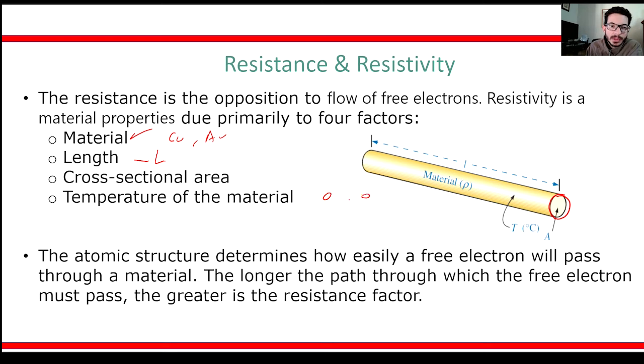So if you remember, gold has a cubic configuration of atoms. So electrons can flow freely through gold, but silicon has a very complex diamond-shaped structure where electrons cannot flow freely through it. Okay, the longer the path through which the free electron must pass, the greater is the resistance factor. That's why when you have wires for circuits, which here in the US use American Wire Gauge, they will tell you different diameters, different gauges, because if the wire is long, the resistance will increase.